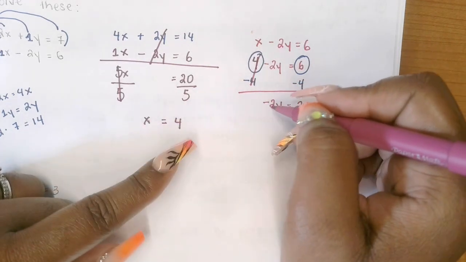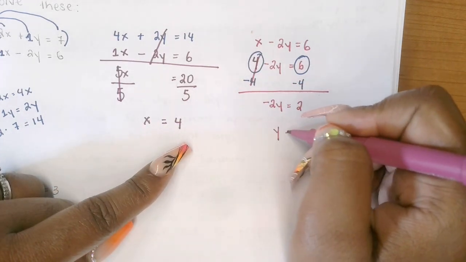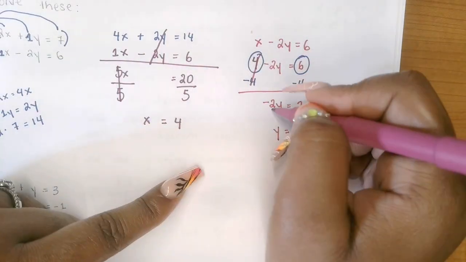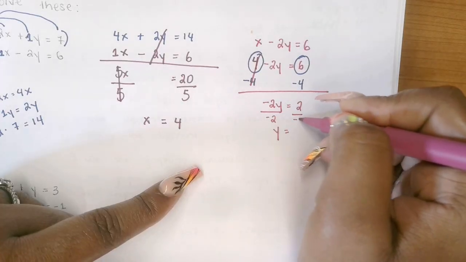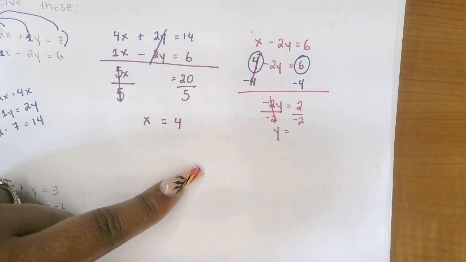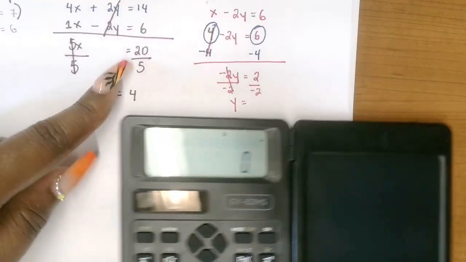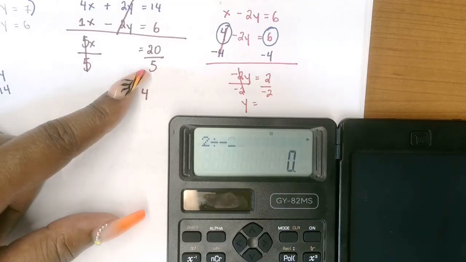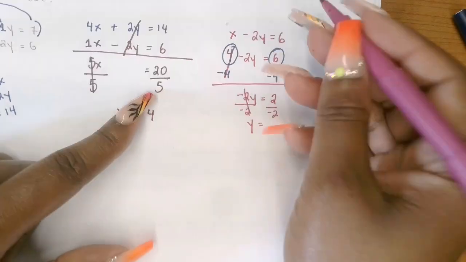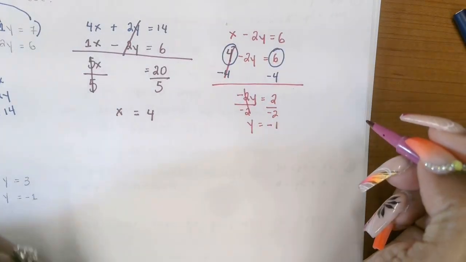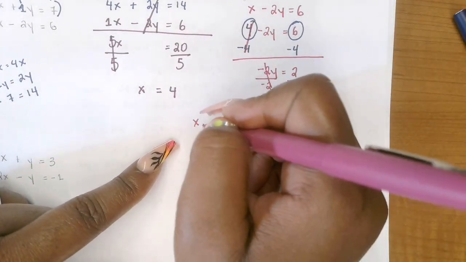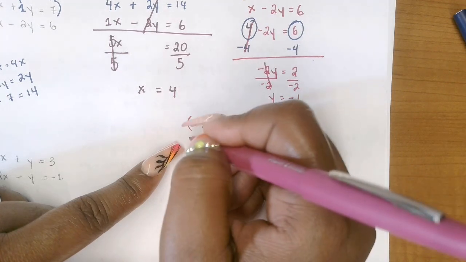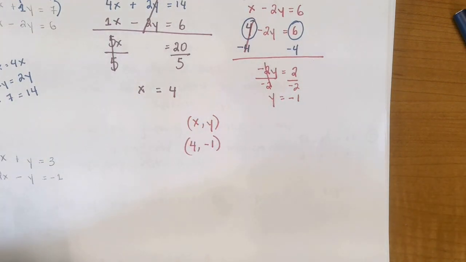Again, when we're trying to solve for a variable, we never want to leave it with a number greater than 1 or in a negative state. So we have to divide by negative 2 on both sides. Again, if you have issues with your signs, let the calculator be your best friend. So say 2 divided by negative 2 is negative 1. So y is equal to negative 1. Then to write it in the x comma y form, you're going to say 4 comma negative 1, and that would be your final answer.